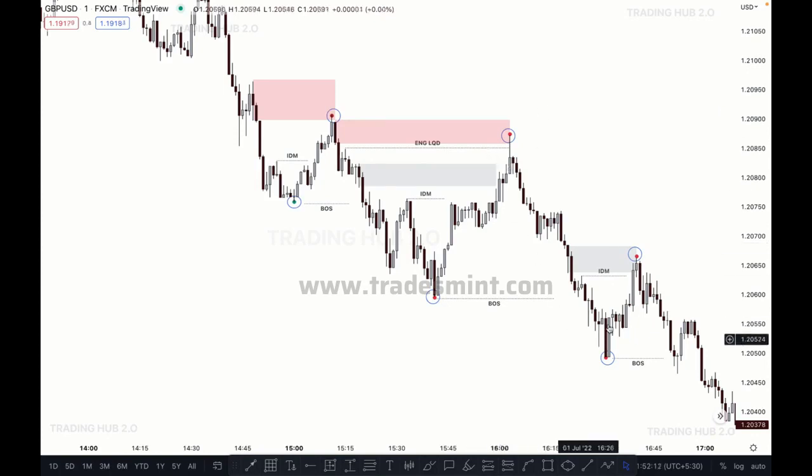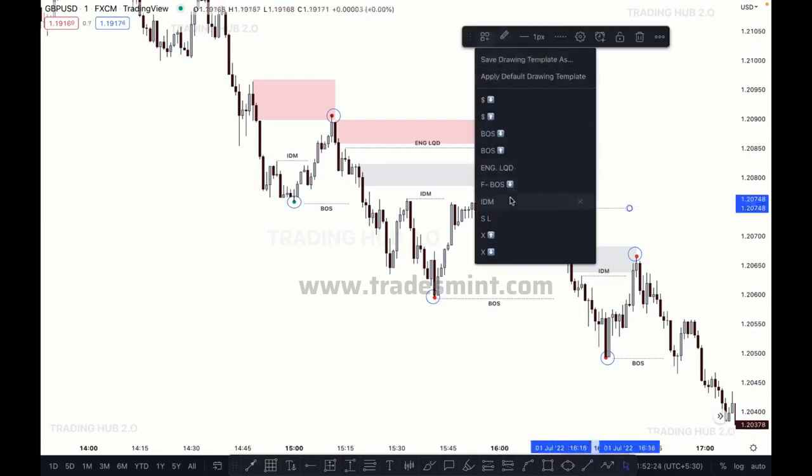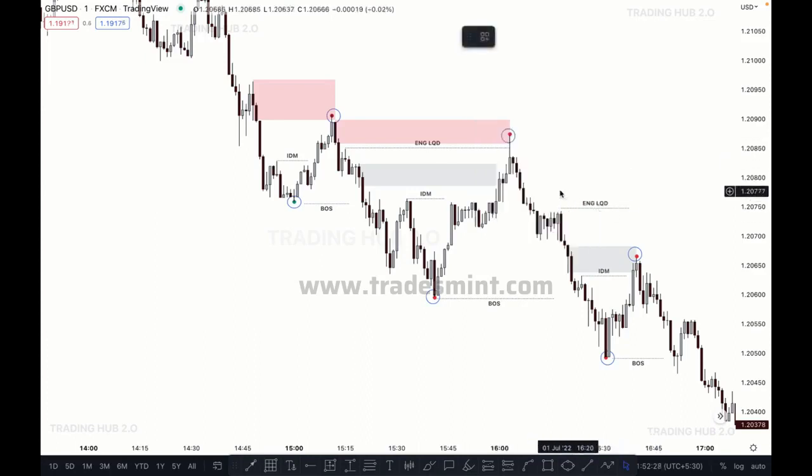And in this case you will ask me, where is our engineering liquidity? This one is our inducement, and our engineering liquidity is here, because this is an extreme point where we can sell. After this we can sell here, because selling above this is more valid, right? Because this one is our extreme point.